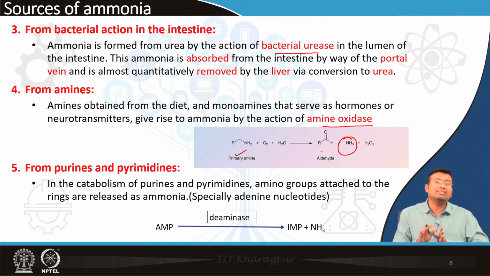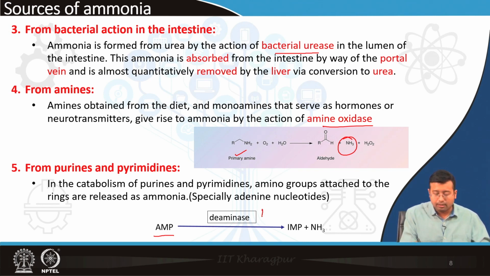Next, from the catabolism of purines and pyrimidines. Purines and pyrimidines are basically nucleotides, and we will be covering nucleotide metabolism in detail. When they are broken down, for example the adenine nucleotide adenosine monophosphate, AMP, it is acted upon by the enzyme adenosine deaminase, ADA. It produces IMP, inosine monophosphate, and ammonia.